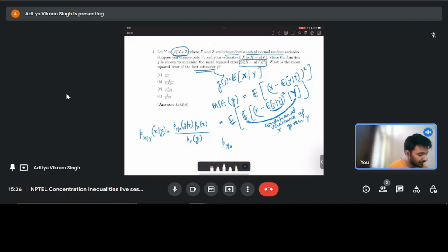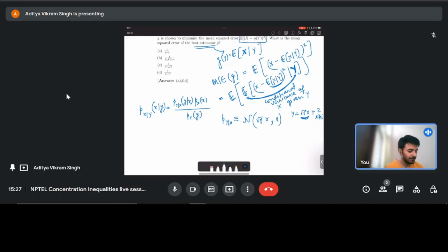So what would this distribution be? This would just be a normal distribution with mean root gamma x and variance 1, because y is root gamma x plus z. We're assuming x is given, so root gamma x is a constant and z is N(0,1). So we are just adding a constant to this N(0,1), and so this would be y given x. So y given x is a normal distribution, and so we can compute its density.